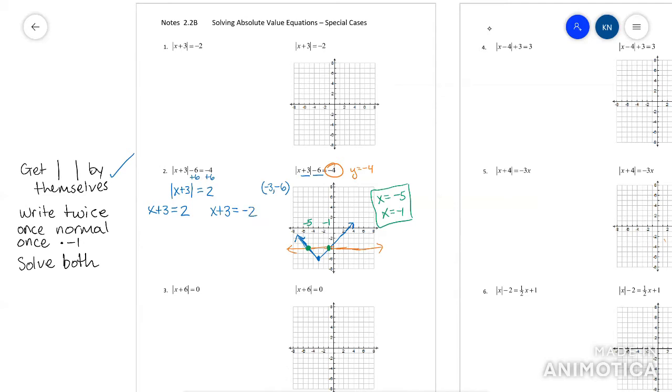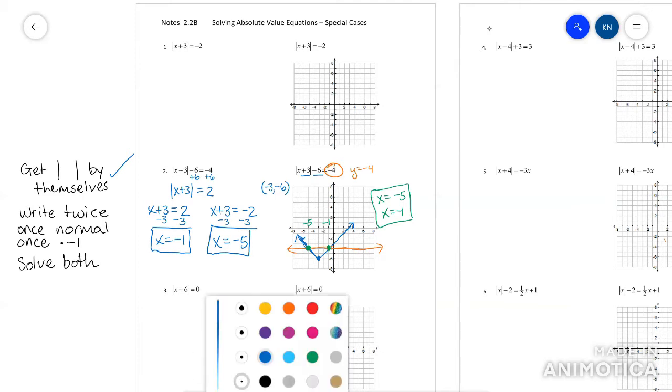Now just go solve both. So subtract 3. One of my answers is x equals -1. Subtract 3. One of my answers is -5. Done. And look, they match up with what we got when we did it graphically. So lots of kids, especially absolute value, lots of kids like graphically better. Personally, I like algebraically better, but to each his own. You should know how to do it both ways though.